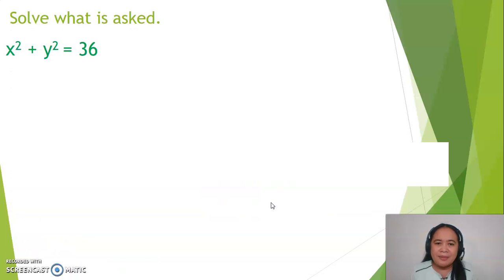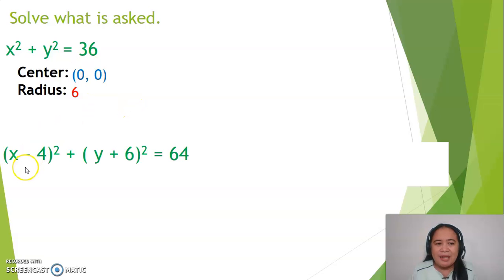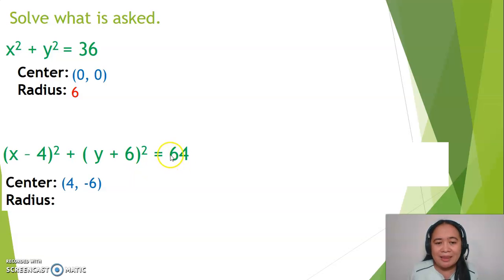Now, another example. Now in this case, the standard equation is given. We will identify the center and the radius. Now in this case, the center is (0, 0), while the radius is the square root of 36, which is 6. Another example. Now in this case, for the center, take note, we will simply reverse the sign. So here we have -4 and here it's +6. So reversing it, we will have +4 and -6. While the radius, we will simply get the square root of 64, which is 8.